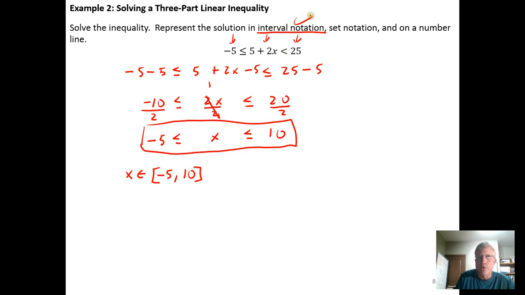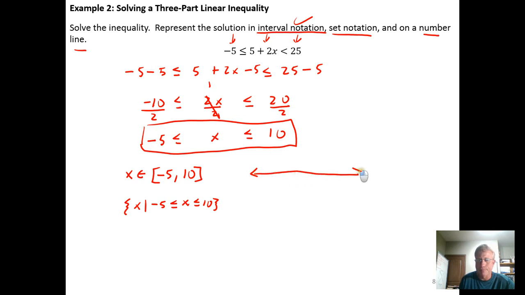So there's interval notation. Set notation, I would just say the set of all x such that, and then I would put my three-part inequality that I solved right here into the set notation. So I would go negative 5 less than or equal to x less than or equal to 10 and close my set notation. And on a number line, so if I were doing a number line, I would establish my number line.